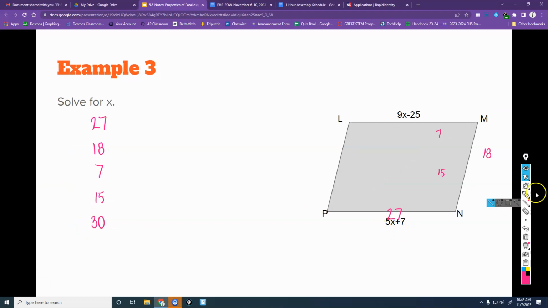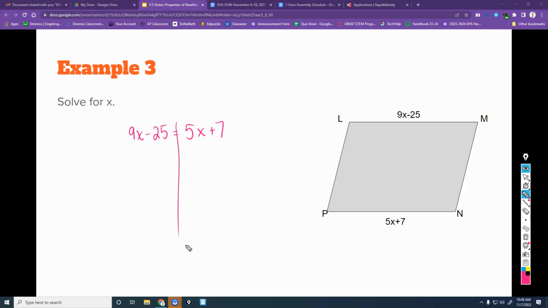Okay, now this one is a little bit harder. A little bit like what we were doing on the warm-up, but still much easier. They're just asking you to solve for x. What do we know about these two sides that they have marked here? And it should tell you this is a parallelogram. They're congruent, right? So that means 9x minus 25 should equal 5x plus 7.